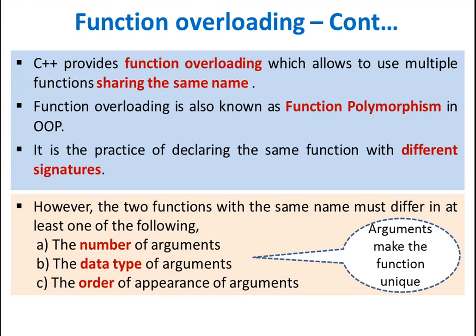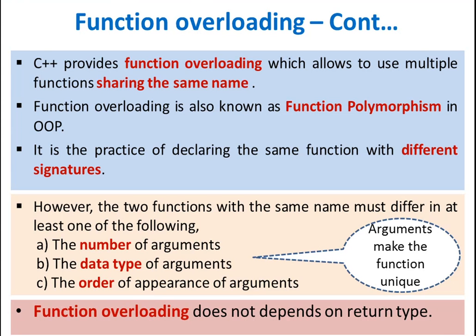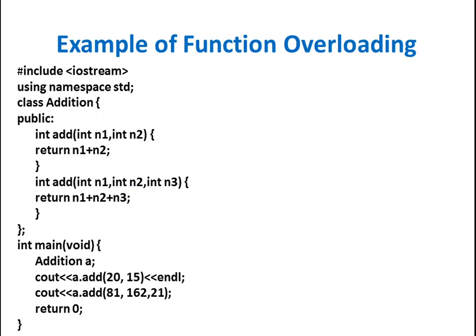Arguments make the function unique. And the most important thing here is that function overloading does not depend on the return type. Means, based upon the return type we can't overload the function. This is a simple example of function overloading.